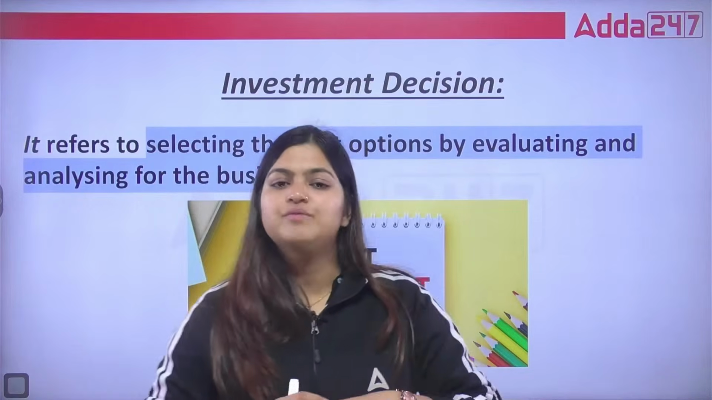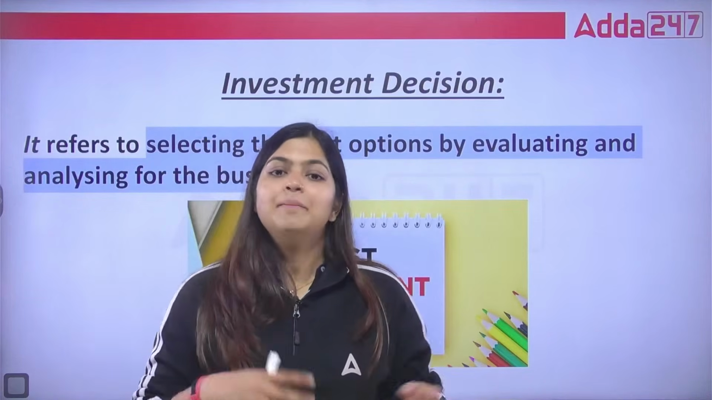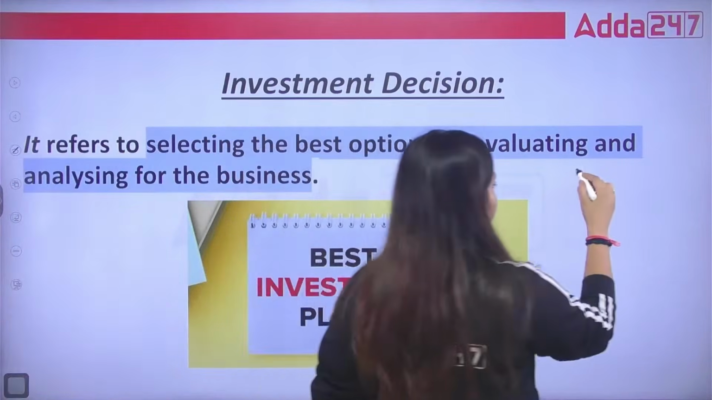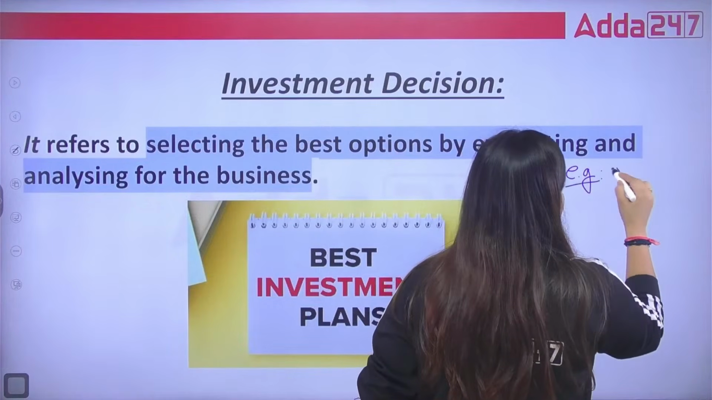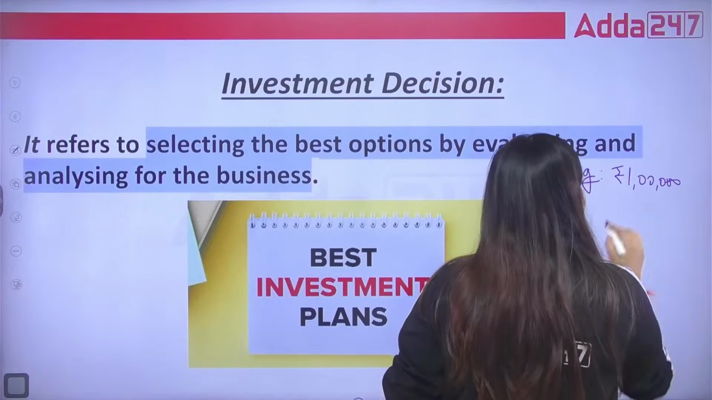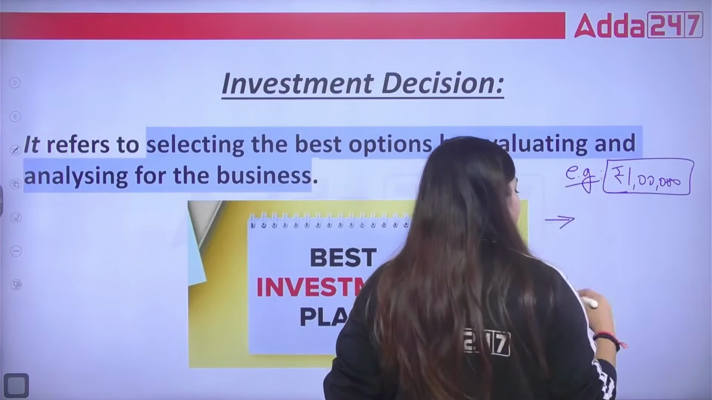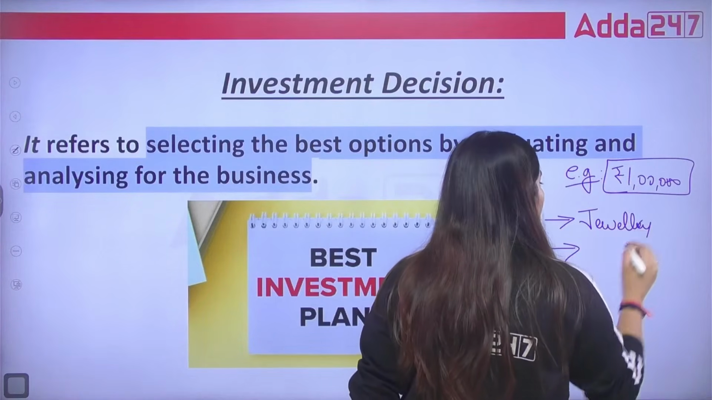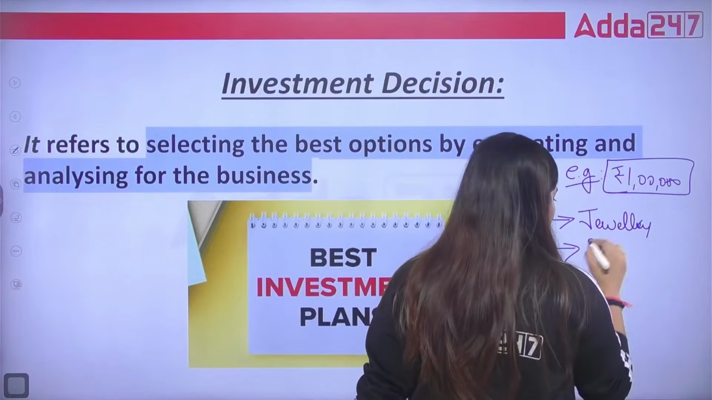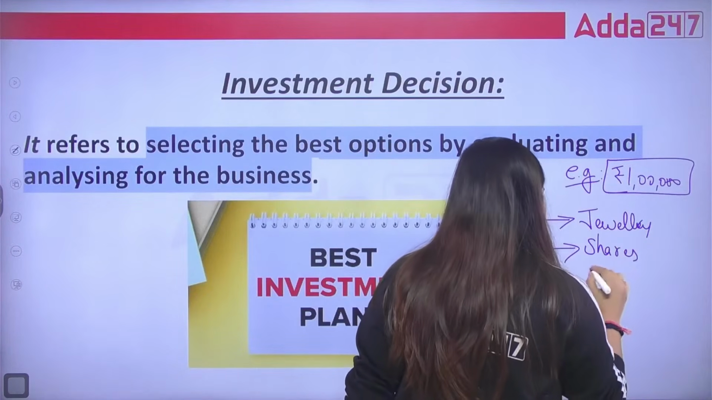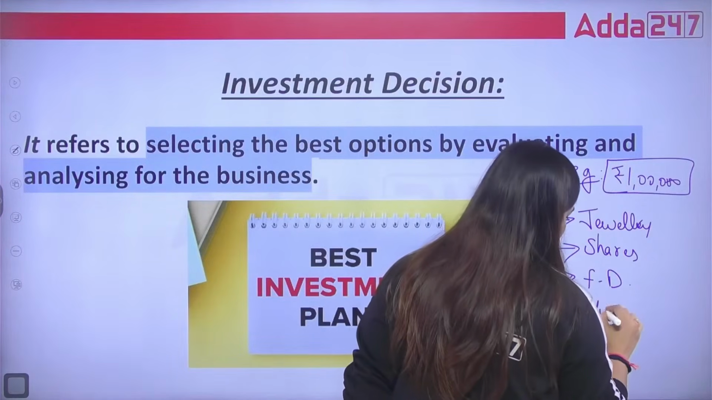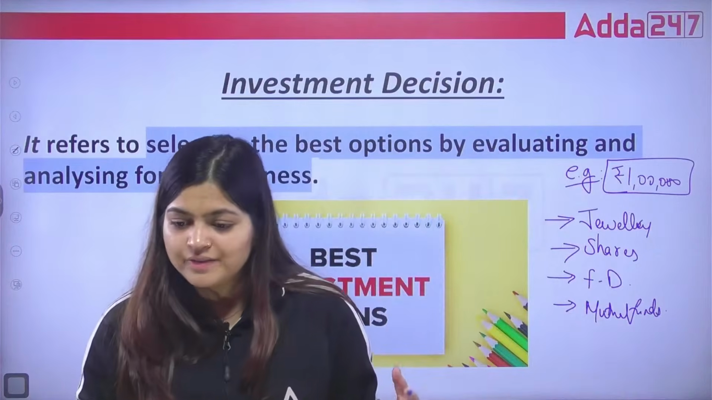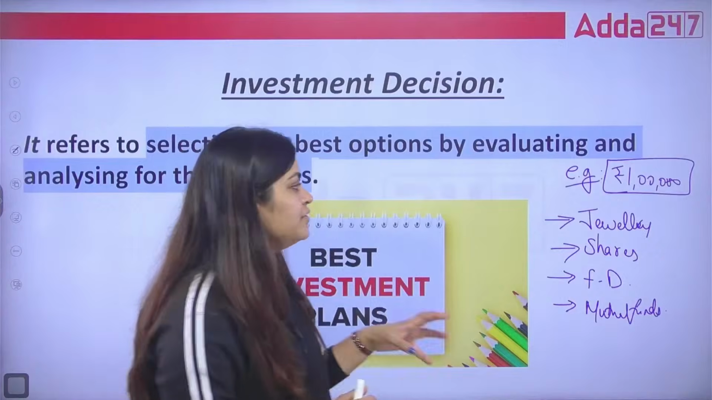But in your AFM, we are talking about investment decision. Means what? Suppose if I am holding rupees 1 lakh. Now with this 1 lakh, whether should I purchase jewelry? Yes, or should I purchase some shares, or invest in FD, or go with the mutual funds? Now, I will evaluate different options where I can invest this 1 lakhs.